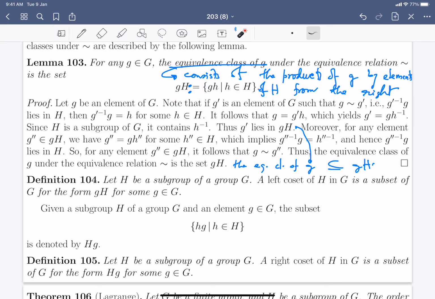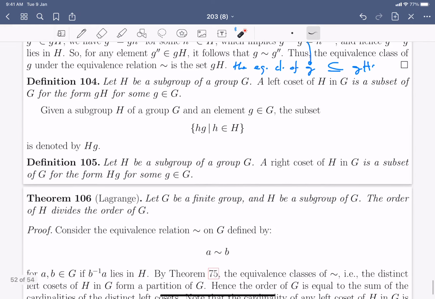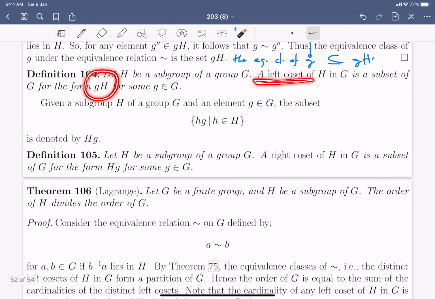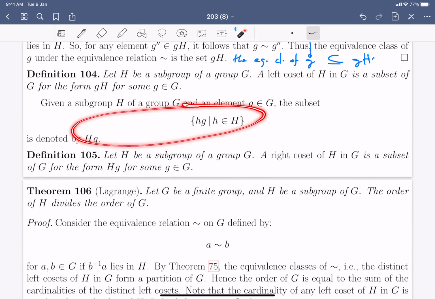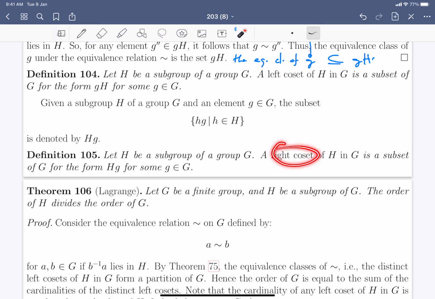Similarly, for a subgroup H of a group G, if you pick an element, we can reverse the picture. We can take the products of G by elements of H from the left. You can look at this set, and this is denoted by capital H times G. Since little g times H is called a left coset, it makes perfect sense to call this a right coset of H in G. A right coset of H in G is of the form capital H times G.